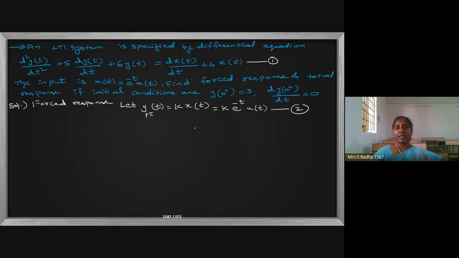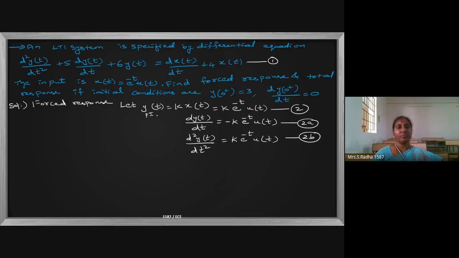So what I am calculating is the differentiation of the previous line. Differentiation will become minus k e power minus t u of t. If you do one more time differentiation, d square y of t by dt square, it will become plus k e power minus t u of t. Let this be equation 2a and this be equation 2b.